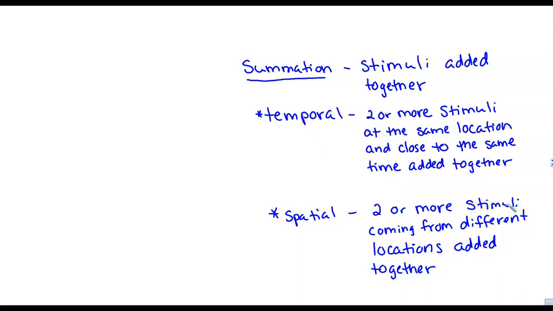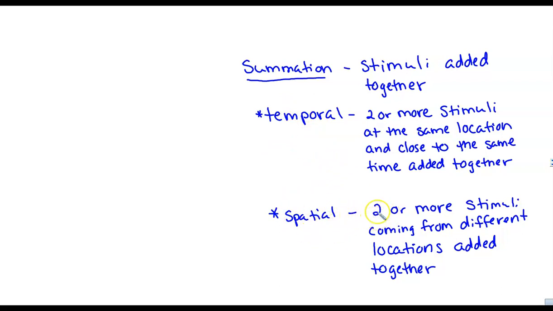All right, so hopefully you paused the video. And so summation is just when the stimuli, which is just plural for stimulus, get added together because they're coming in from all different directions. You have two different flavors. You've got temporal, and then you've got spatial. So let's pick spatial first because that one's a little bit easier.